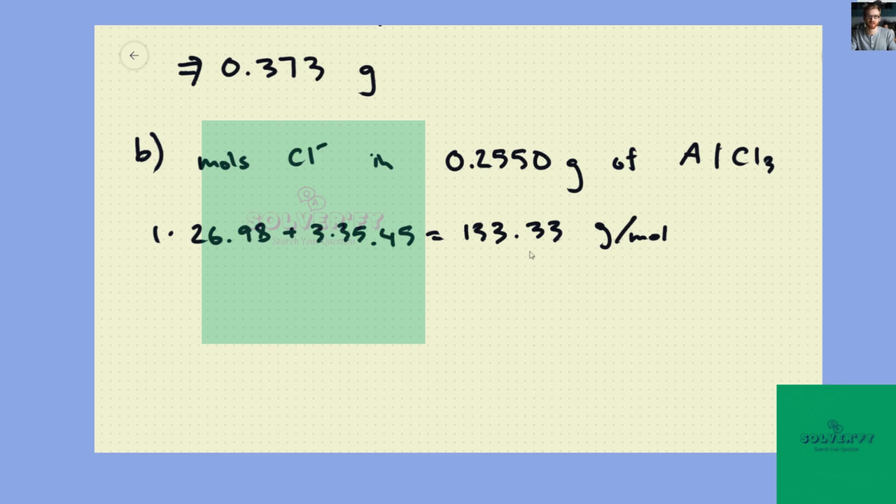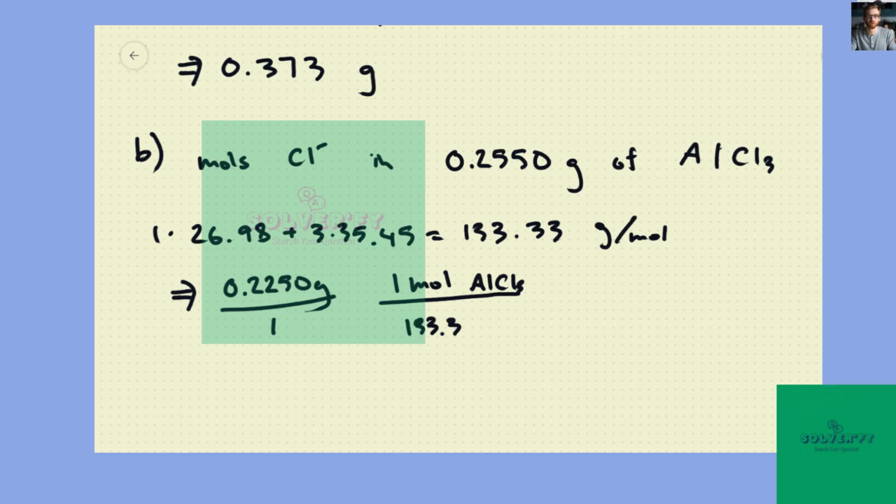So we multiply this by, we take 0.255 grams and we multiply this by 1 mole AlCl3 per 133.33 grams of AlCl3.